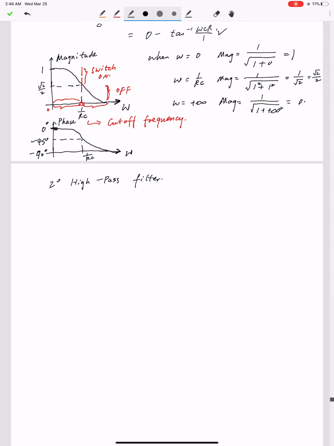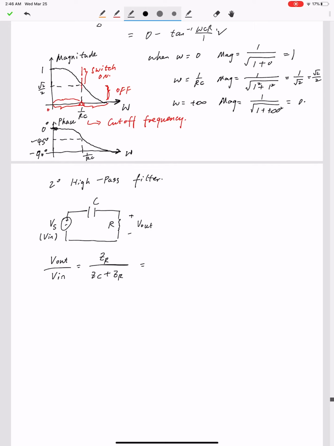A high pass filter uses the same circuit as the low pass filter. It is also an RC circuit, but this time the difference is we put the output voltage on another component, which is the resistor. So this time the transfer function becomes V out over V in, and that is ZR divided by ZC plus ZR, right? Because this time the output voltage is across the resistor instead of the capacitor.